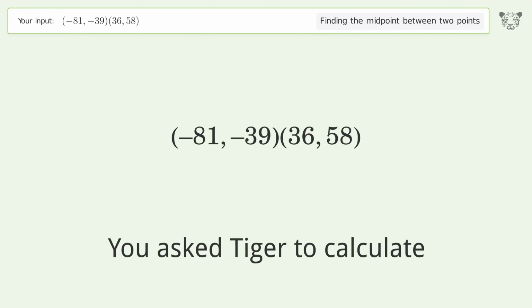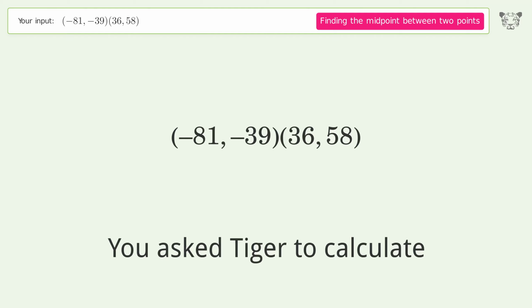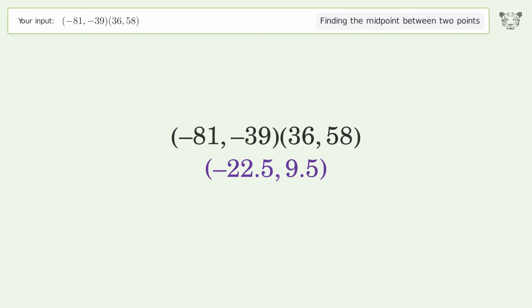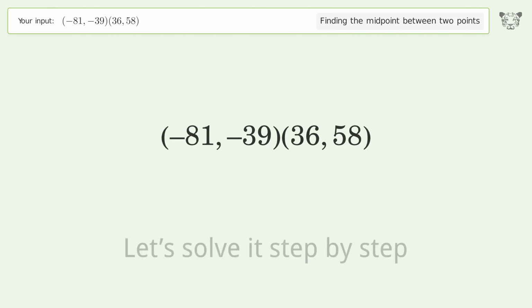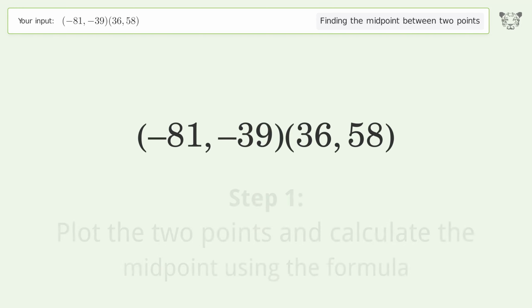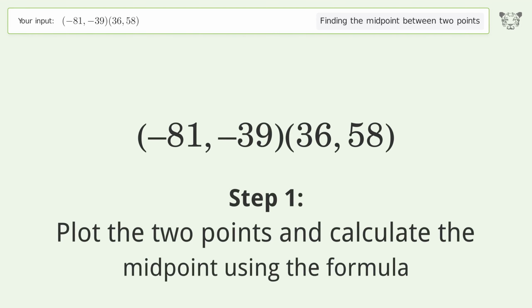You ask Tiger to calculate. This deals with finding the midpoint between 2 points. The midpoint between the 2 points is negative 22.5, 9.5. Let's solve it step by step. Plot the 2 points and calculate the midpoint using the formula.